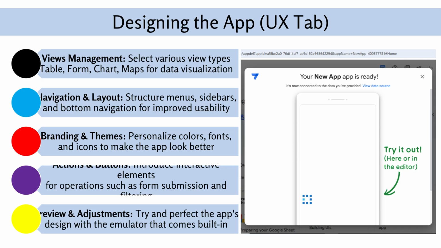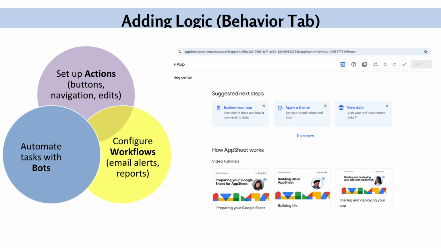Formatting rules. Highlight rows based on conditions like overdue tasks. You can create multiple views for one table, one for mobile, one for summary charts, and another for detailed editing. Adding logic. Behavior tab. The Behavior tab is where you bring your app to life with interactivity and logic.